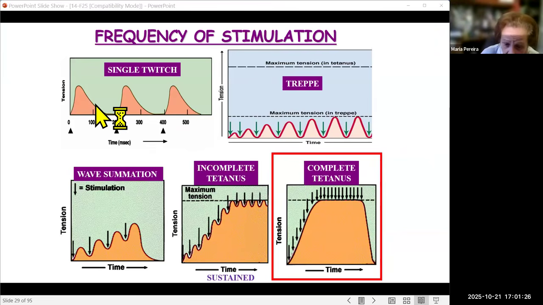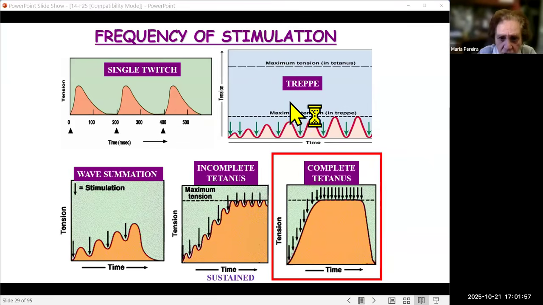And all this depends on how much calcium is left. So for the muscle to relax completely, you have to get rid of all the calcium in the cytoplasm. All the calcium has to go back into the sarcoplasmic reticulum. So here you see a single twitch, where the stimuli are placed in such a time frame that it allows the muscle fiber to relax completely.